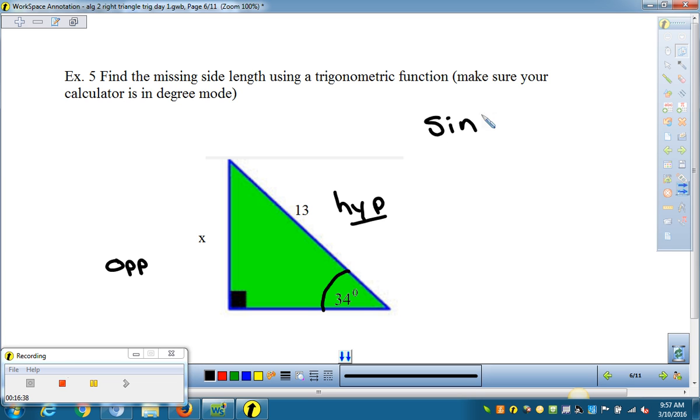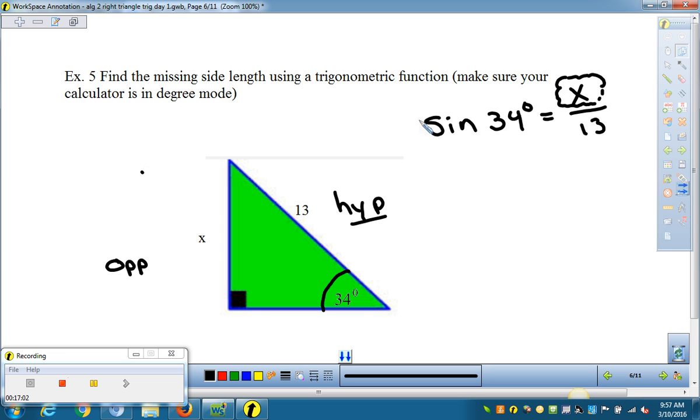And we never write sine, cosine, or tangent without an angle. And our angle this time is what? 34. So we're doing sine of 34 degrees equals opposite, which is x, over hypotenuse, which is 13. And then we want to solve for x. This is where we would press the sine button of 34 degrees to get a number.